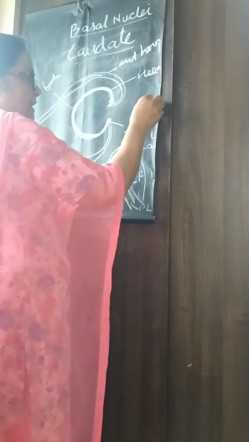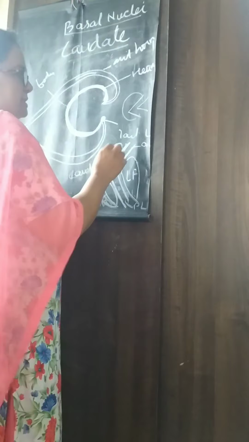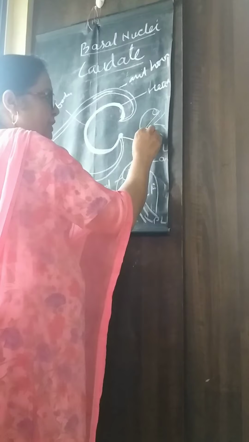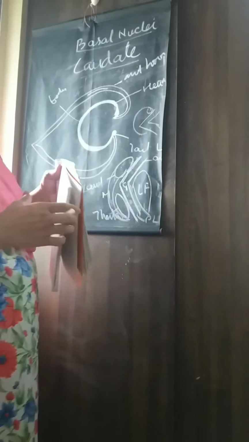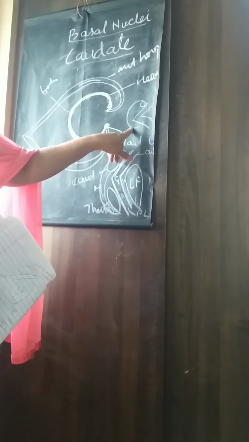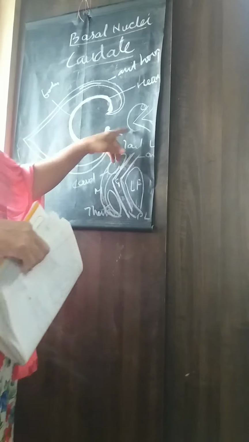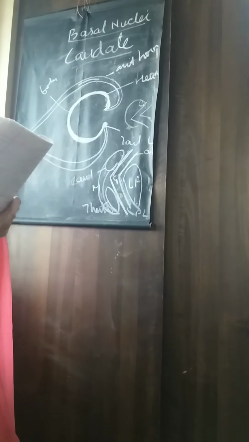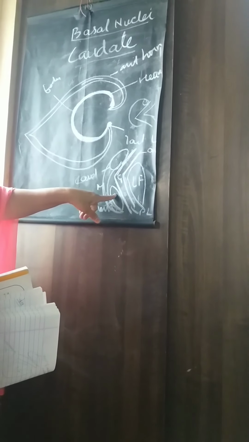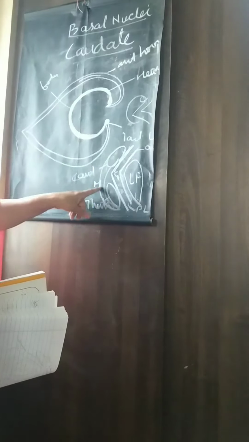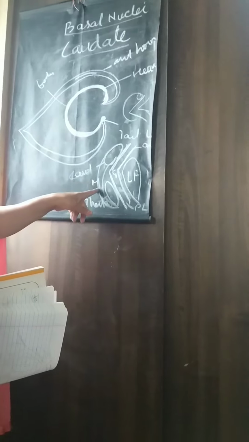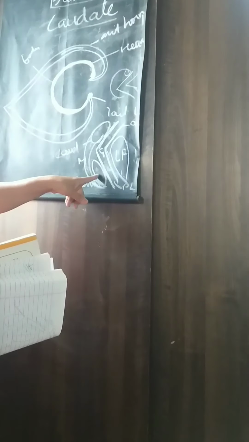So this is the internal capsule and this is the caudate nucleus, isn't it? Here there is the head and here there is the body. So the posterior limb, got it? It is related to the body of the caudate nucleus, and this body of the caudate nucleus is separated by the thalamus. So see, this is the caudate nucleus, this is the posterior limb, and here there is the thalamus. So the body is separated from the posterior limb by the thalamus.